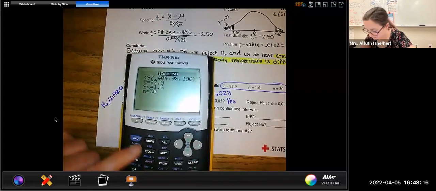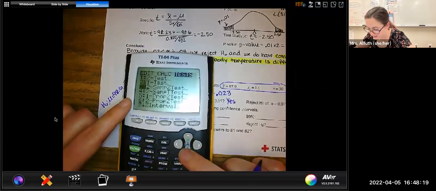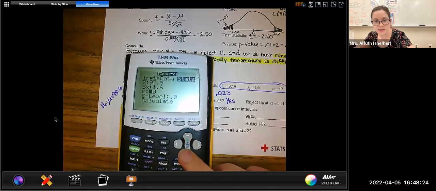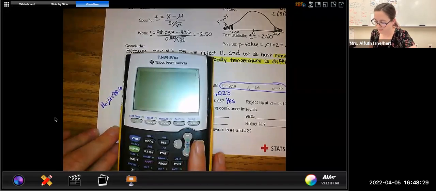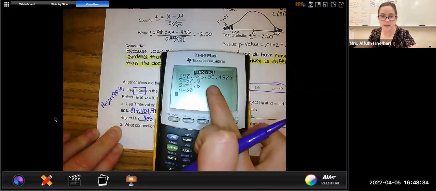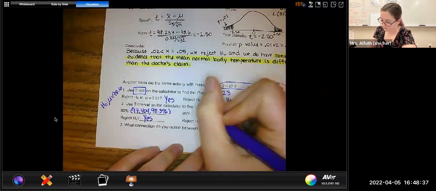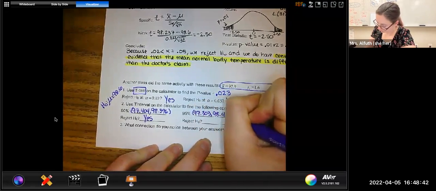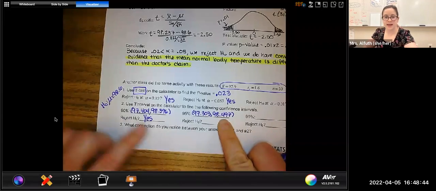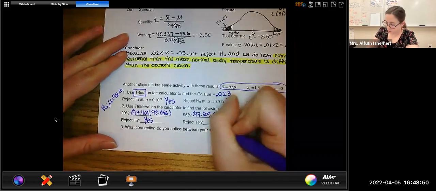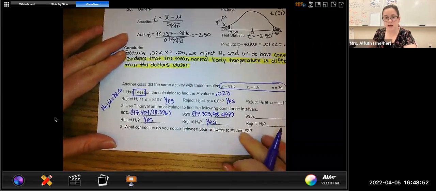We could do that again. So stat, tests, t interval. We have the same statistics, and let's change it to a 95% C level, 0.95. So we have 97.303 to 98.497. Does this capture our null hypothesis? No, it does not. So we would reject the null hypothesis again.